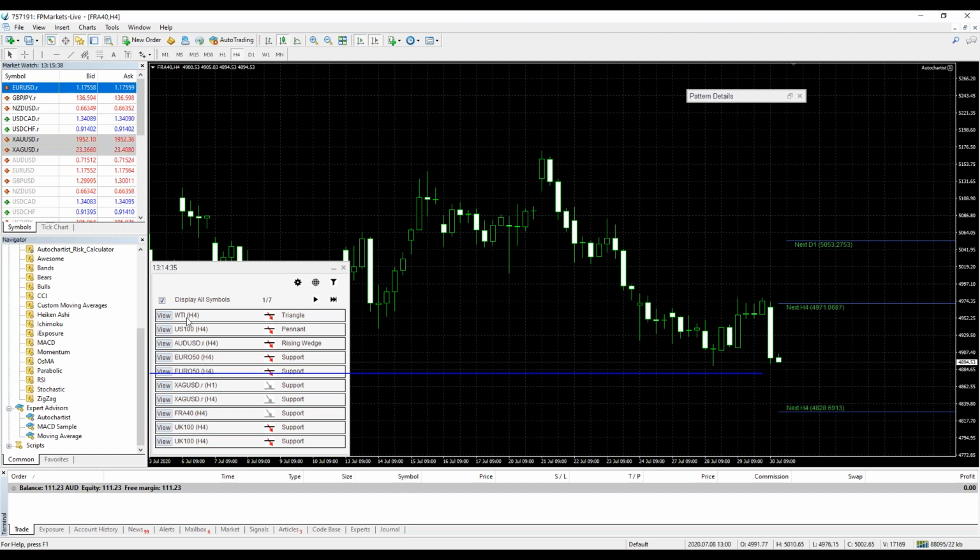So, for example, I ignore this triangle, pennant, rising wedge. I definitely look at these support levels here, and then let's quickly see if there's more triangles, channels. Pretty much ignore them. Rising wedge, again, I ignore it. Triangles, I ignore them. So right now, nothing really.